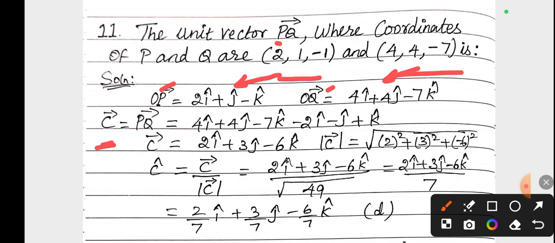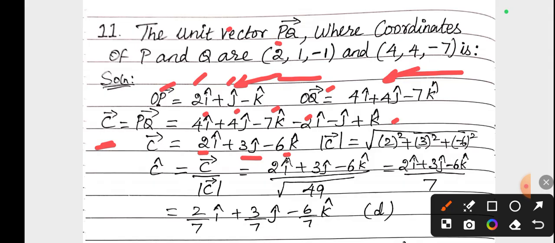When you are subtracting, instead of OP and OQ, you may write small p, small q also, no issues. When we are subtracting, be careful: terminal minus initial. That means OQ minus OP. So OQ we have written as it is, 4i plus 4j minus 7k. When you are writing OP, the minus is multiplied with each: minus 2i cap minus j cap, minus into minus, plus k cap. Then 4i and minus 2i is plus 2i, and 4j minus j is plus 3j, minus 7k plus k is minus 6k.